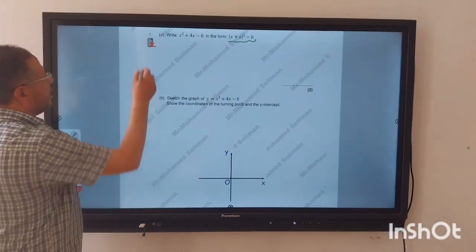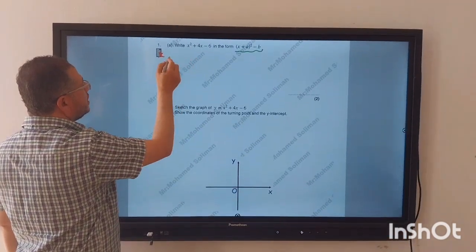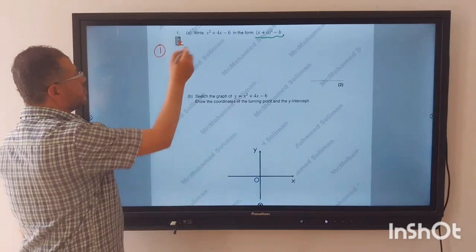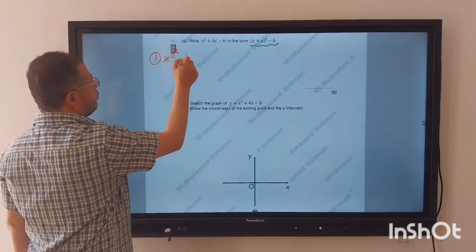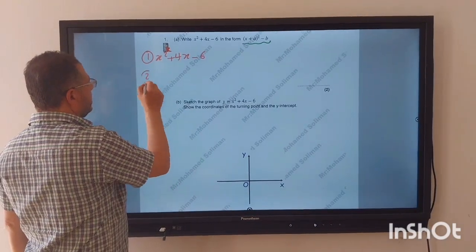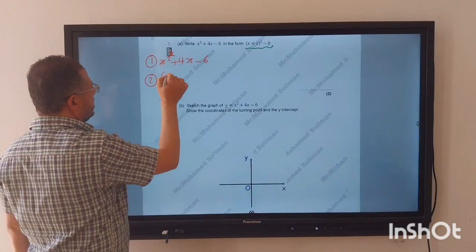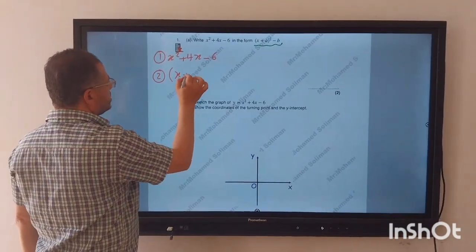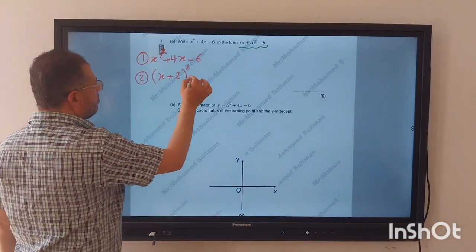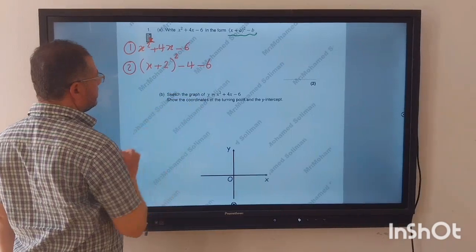First step, I have to make sure about what? Our equation is written in the form that I want to work with. So it will be x² + 4x - 6. Then, plug in the values in the form that we had before. So it will be (x + 4/2)², which is (x + 2)², minus 2² equals 4, minus 6.